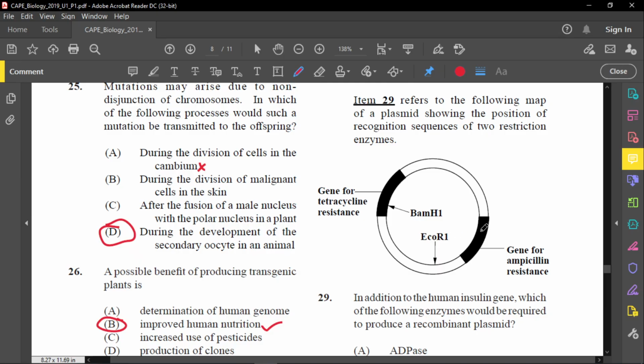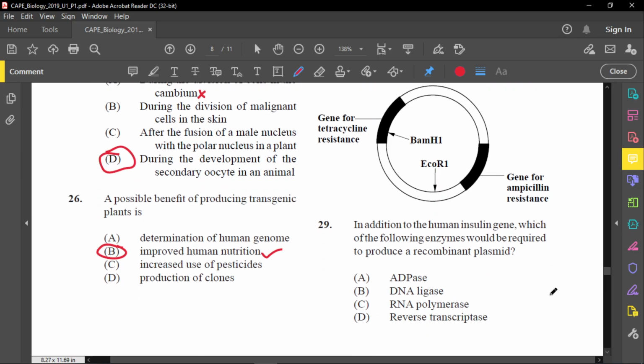And so you have the BamHI here and the EcoRI right here. Very important, let's read through this. It says, in addition to the human insulin gene, which of the following enzymes would be required to produce a recombinant plasmid? Without going any further, this is what you need to think about. Recombinant refers to the combining of. You're recombining. So if you're going to recombine this plasmid, what enzyme do you need?